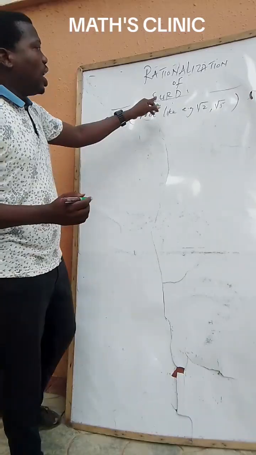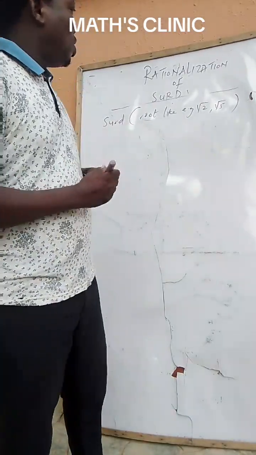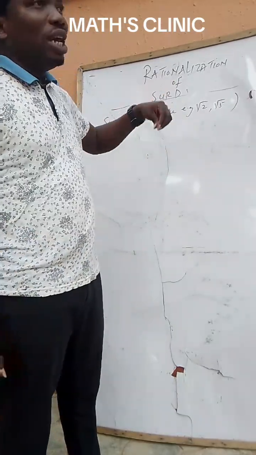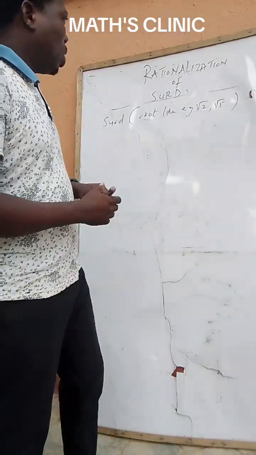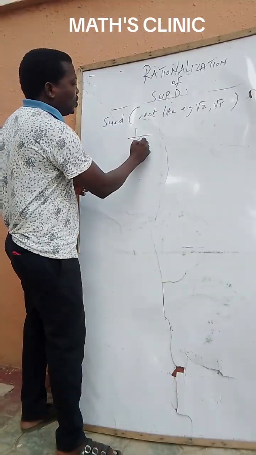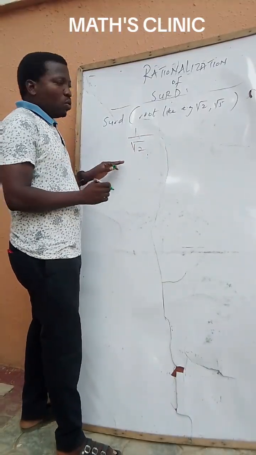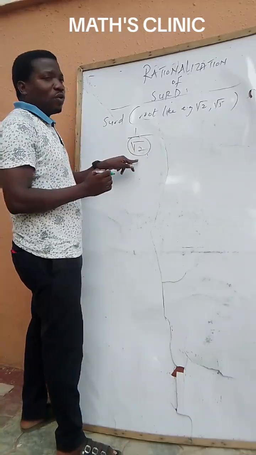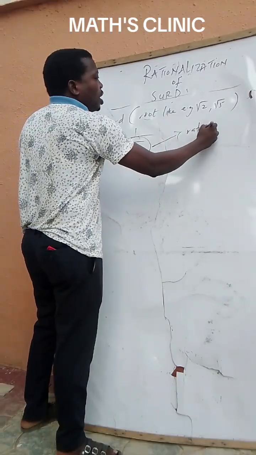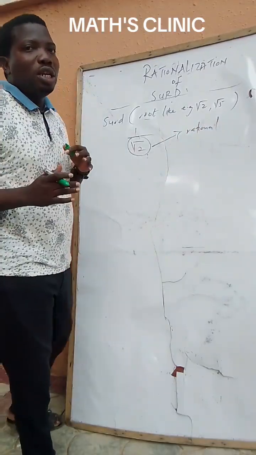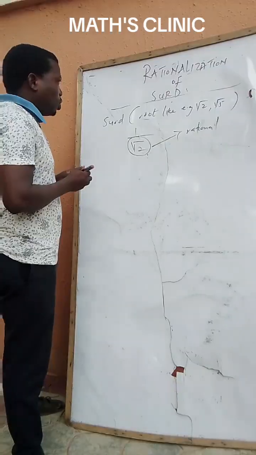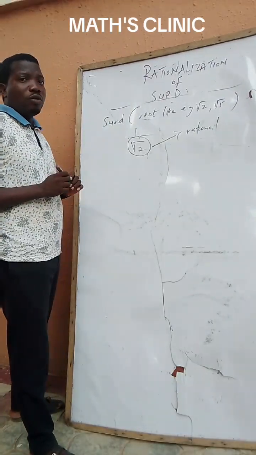So, rationalization is the removal of surds or the removal of root-like from the denominator of a fraction to now make it rational. That means we are making the denominator, for example, this root 2. We want to change the denominator of this fraction, which is a surd, to a rational number. That means we are changing it to a number that does not have roots. That is what we mean by rationalization of surds.